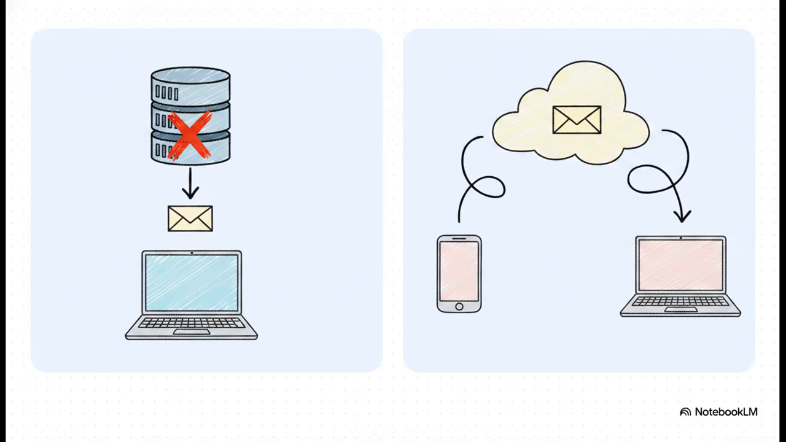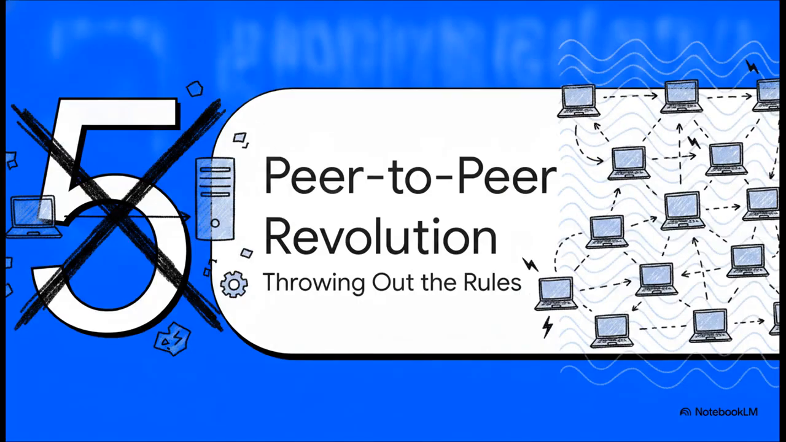IMAP 4, on the other hand, is built for how we work today. With IMAP 4, your emails are stored, synced, and manipulated directly on the remote server itself. So when you flag a message or create a folder on your phone, boom, that change is instantly reflected everywhere else. And that brings us to our final stop, Section 5, the peer-to-peer revolution, where we basically throw out the blueprint.